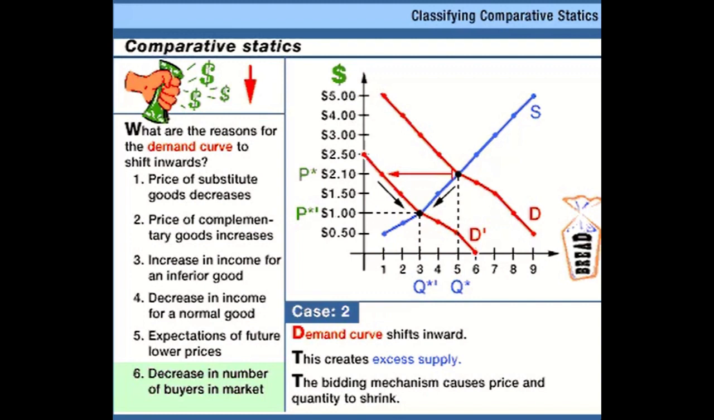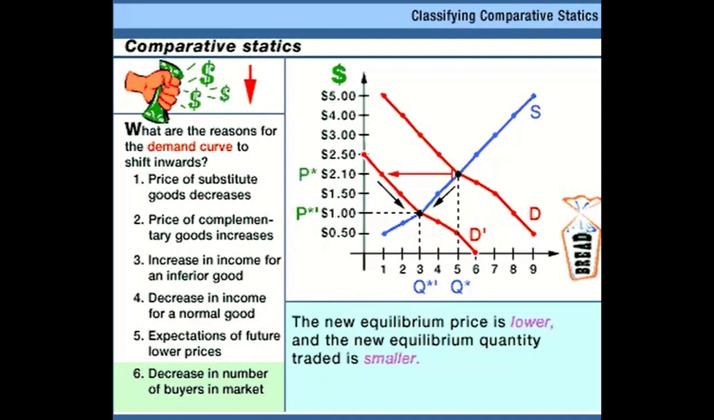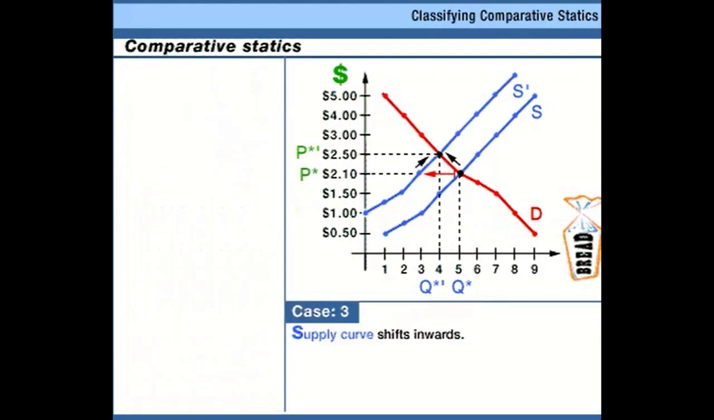Let's look now at case number 3, an inward shift in the supply curve. Now we have a different set of factors that leads to an inward shift in the supply curve because we're no longer talking about the behavior of consumers. Now we're talking about the behavior of sellers.